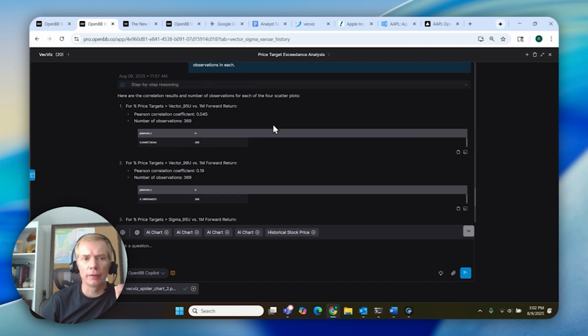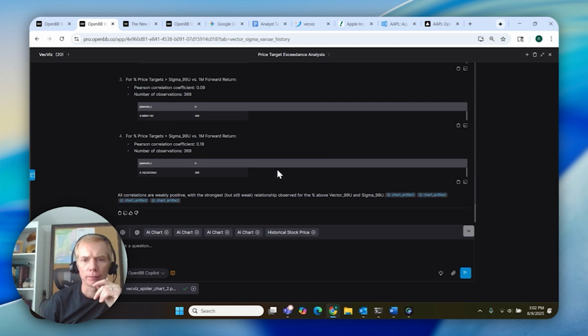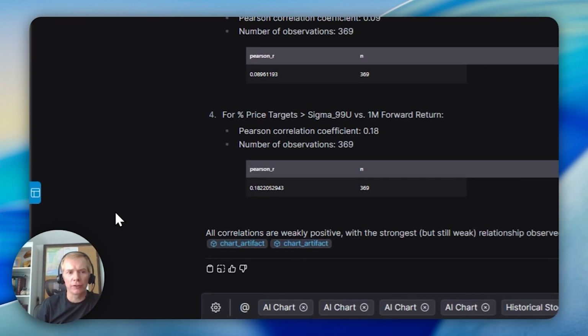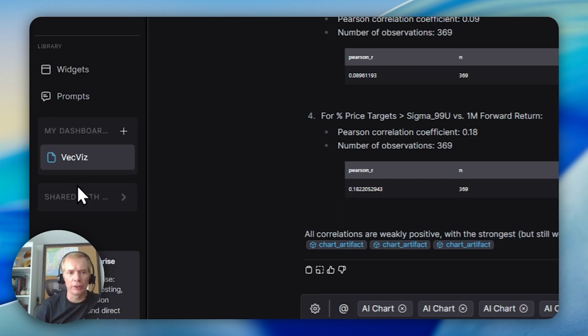When we adjusted these vector model values to take the square root of the percentage that was in excess of them, the correlations went to 9% for 95U and above 22% for 99U. So definitely interesting. Not conclusive. There's definitely more to do.